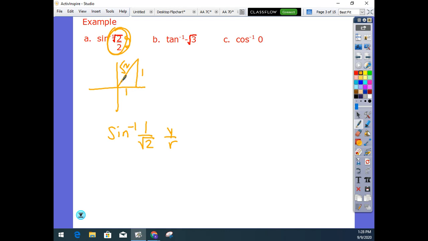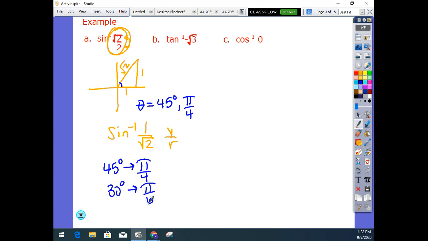Remember, the angle that we're always looking for is the one connected to the origin. So my angle, and I'm always going to name my angle theta if I don't have anything else, is 45 degrees, because that's our 45, 45, 90. Now, you have to also recognize what that is in radians. Pi over 4 is our 45 degrees. I'm just going to tell you right now, 45 is pi over 4, 30 is pi over 6, and 60 is pi over 3.